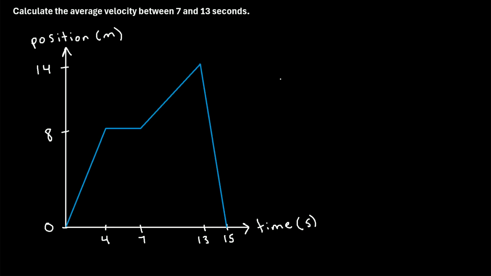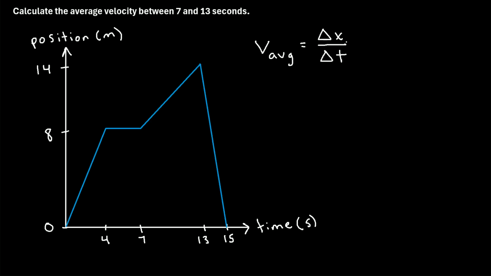So to find the average velocity between 7 seconds and 13 seconds, there's one really important formula that we have to know, and that is average velocity. Let's write V average. That's going to be equal to the change in the position, delta x, divided by the change in time, delta t. So this is the only formula that you need to solve this problem.